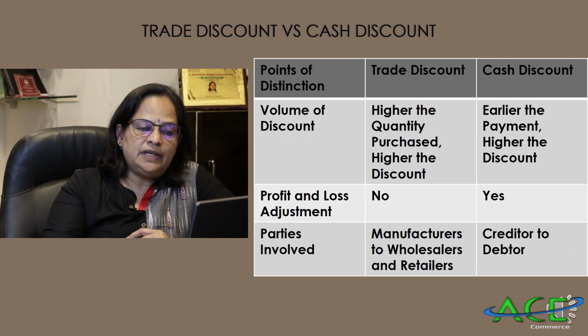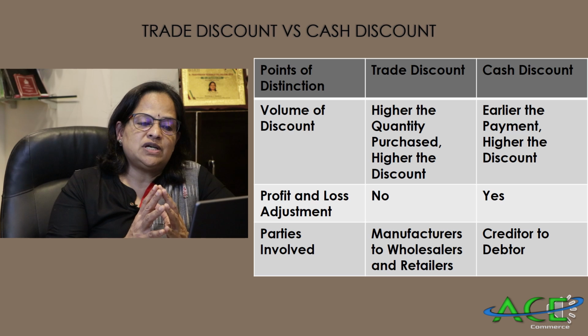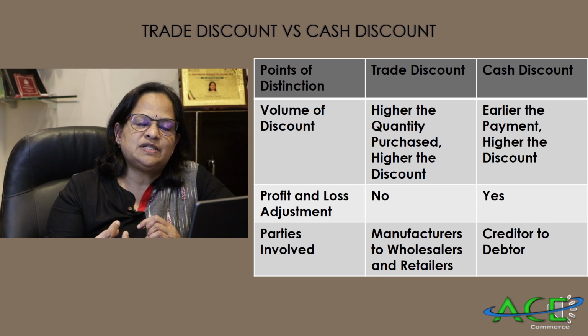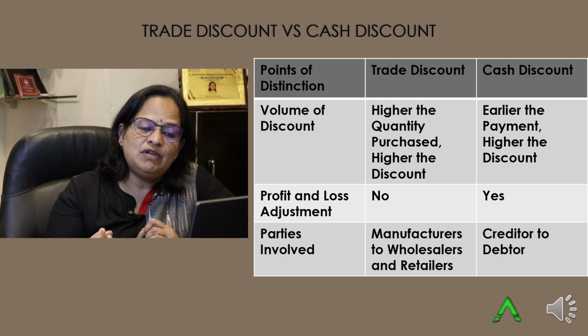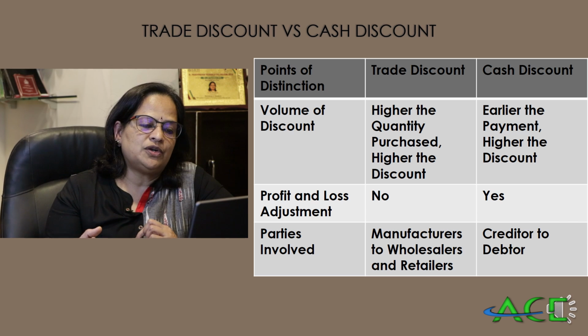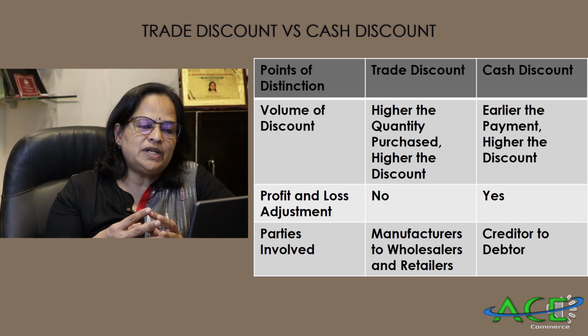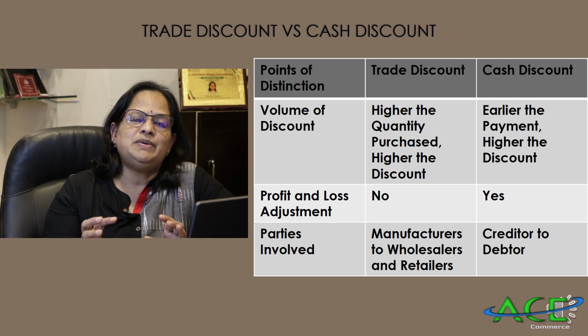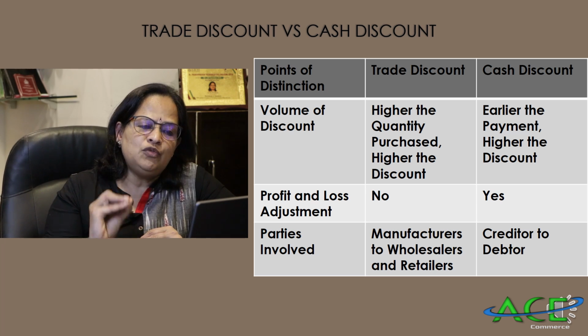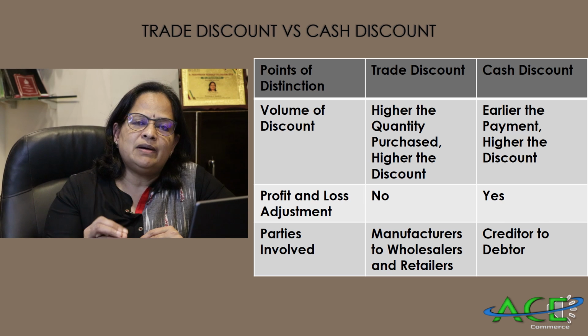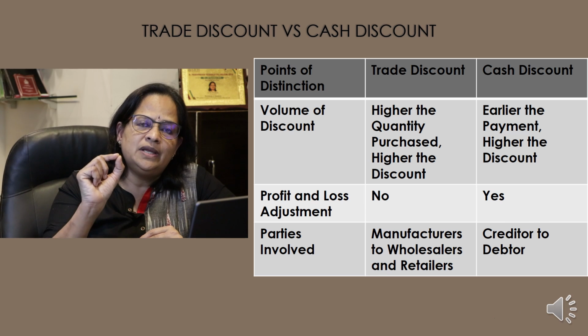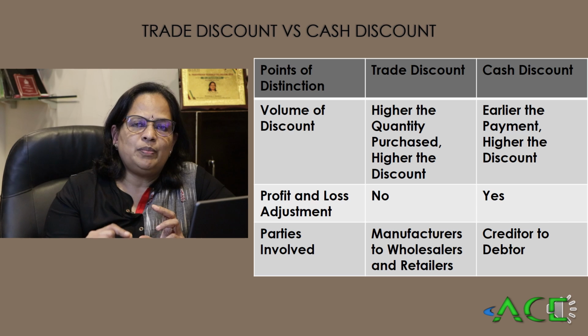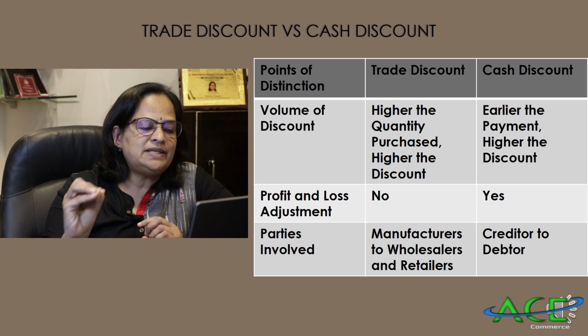And the next point is volume of discount. The higher the quantity purchased, the more will be the trade discount. Whereas in the case of cash discount, the earlier the payment, the higher will be the discount. Now profit and loss account adjustment, I told you trade discount will not appear in the profit and loss account. I am repeating that it's only an adjustment with the invoice price. Whereas cash discount will come in the profit and loss account because it will be discount received and discount paid. I told you already it will appear in the books of buyer and seller.